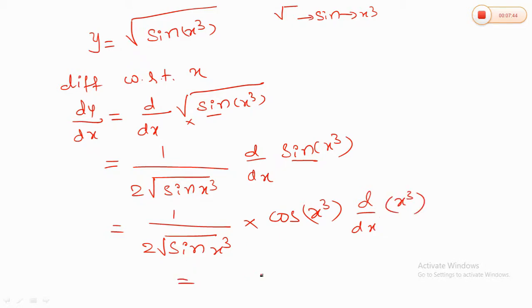So this equals cos x cube divided by 2 root sine x cube, this into the derivative of x cube, which is 3x square. So this much is the answer. Next, go for the next example.